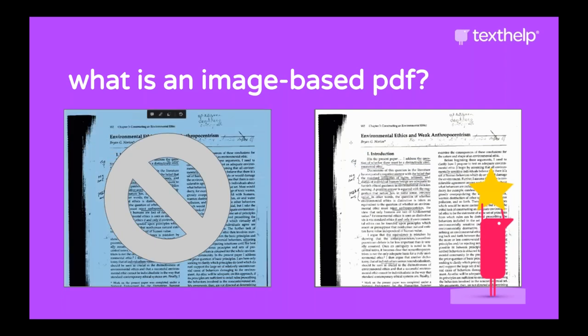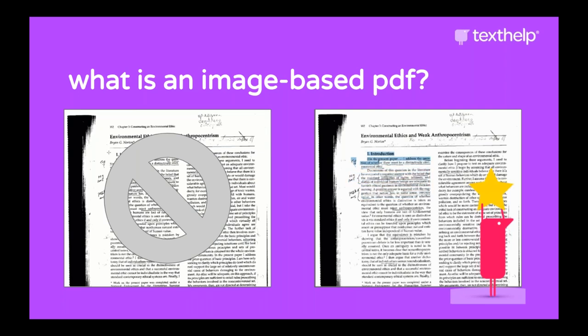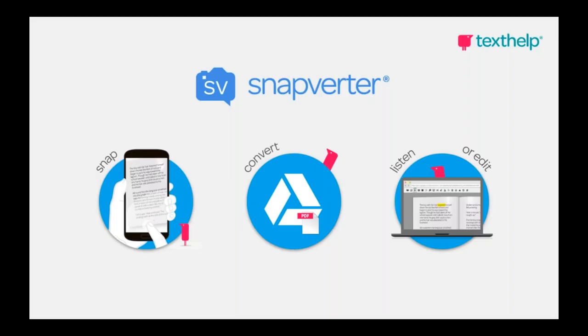So built into Read and Write, there are a couple of different ways that you can take a picture or an image-based PDF and make it readable or accessible. One of those is Snapfurter. Snapfurter is an add-on to Read and Write that's in the Chrome store. It allows you to snap a picture of a paper in front of you, whether that's a textbook printout of a chapter or a worksheet, something along those lines. You can snap a picture of it with your phone and then upload it into your SnapWriter folder in Google Drive. And that will spit out an accessible, readable version of that PDF that you can then share with students or distribute however you want to. So that's a really easy way to make content accessible using one of the Texthelp tools.